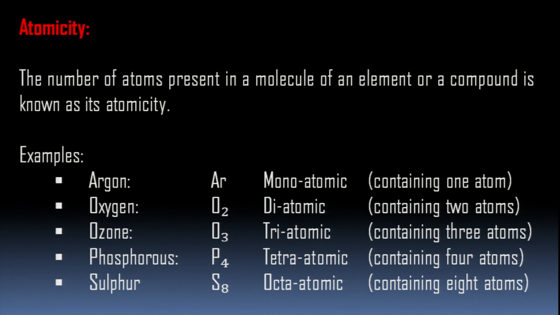Phosphorus, P4, tetraatomic. Phosphorus P4 is a molecule of phosphorus. That is, P4 is the stable form of phosphorus. Similarly, S8, 8 atoms of sulfur constitute the molecule of sulfur, and it's stable in this form. And they also determine the atomicity of the element or a compound.